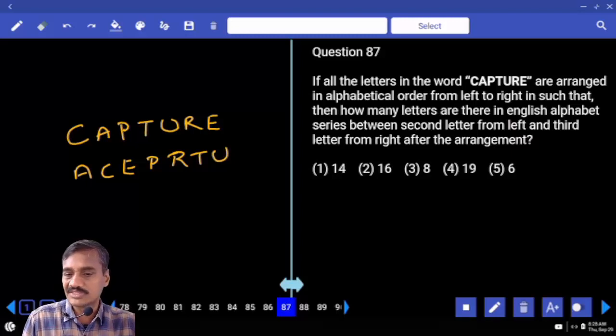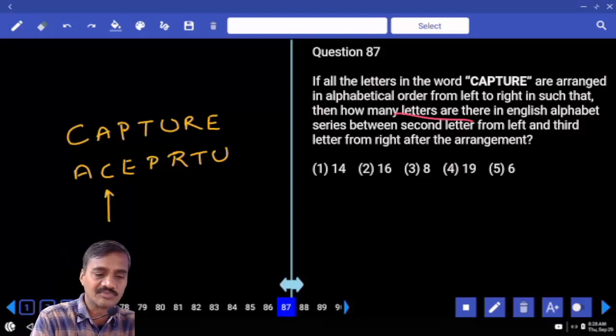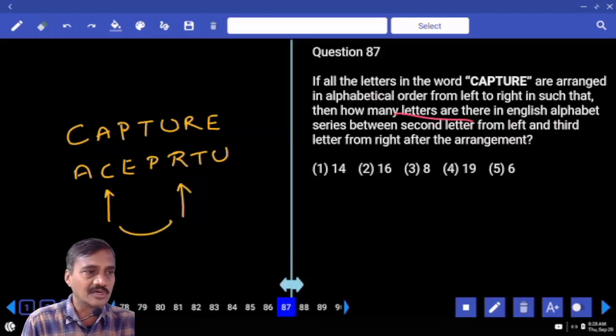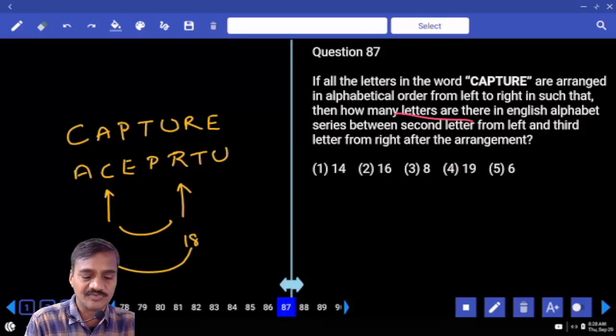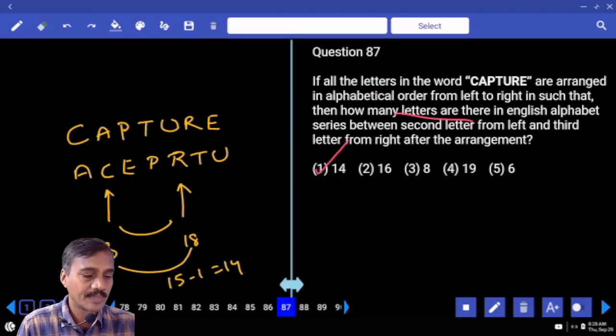And then how many letters are there in the English alphabet between the second letter from the left and third from the right? Second from the left is C and third from the right is R. Now C is 3, R is 18. In between, 18 minus 3 is 15, minus 1, that is 14. 14, choice 1. 87, choice 1. Then next one, 88.